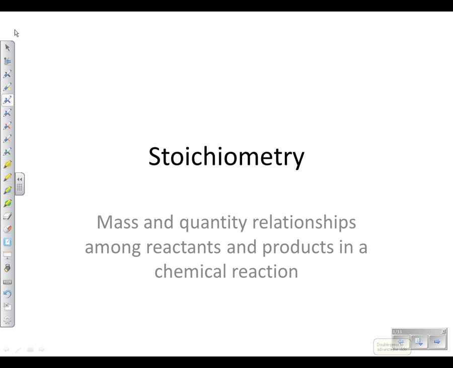All right. So today, I know that the background is boring, but we're kind of in a hurry, so we're ready to go. The outline that I gave you today, up at the top, it says Introduction to Stoichiometry. As far as our definition goes, stoichiometry deals with the mass and quantity relationships among reactants and products in a chemical reaction.